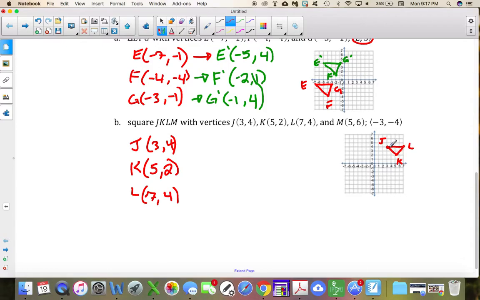That's fine. Okay, now this guy tells me that I'm shifting him left 3 and down 4. So negative means left, down means negative for the y coordinate. Okay, and then these are going to change to J prime, K prime, L prime.